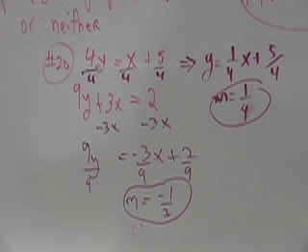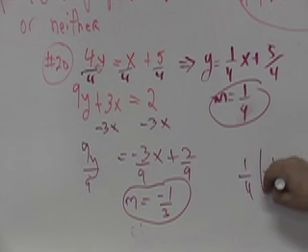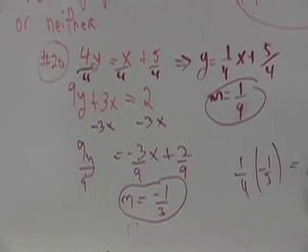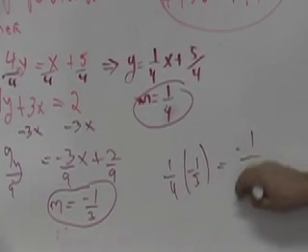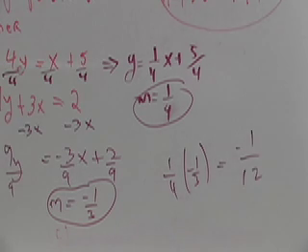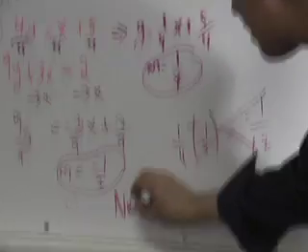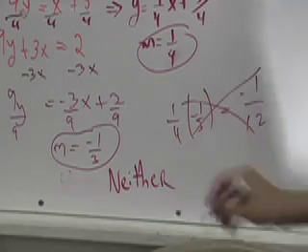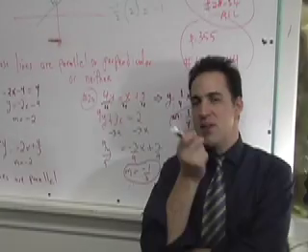And you can't do the other thing either. You can try. Look, 1/4. I try, and I try, and I try, and I can't get a perpendicular line. See, it doesn't work. So it's neither. These lines are neither. Okay, the long answer: these lines are neither perpendicular nor parallel.